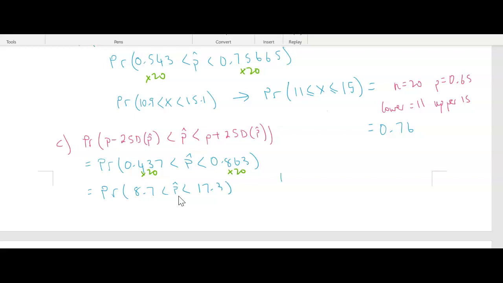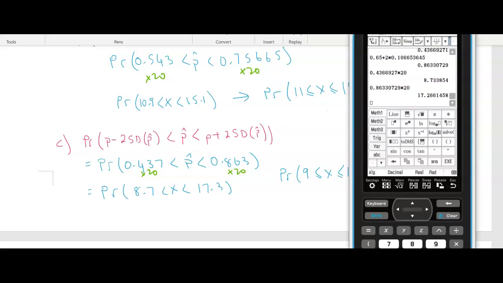All right, so effectively we're looking at the probability between, it has to be greater than 8.7, so the nearest integer is 9. And this time we're changing it to x, sorry, forgot that. And for 17.3, we want a value less than that, so it's 17. So we're going to be using binomial CDF again. Same number of trials, probability of success is the same. This time our lower limit is 9 and our upper limit is 17.